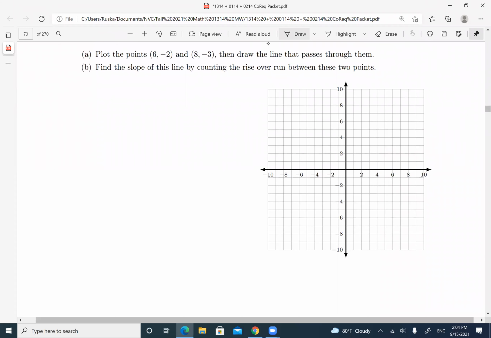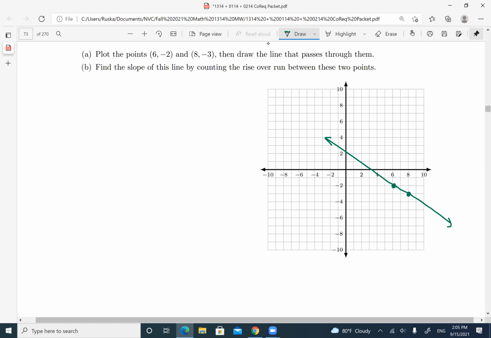We have: plot the points 6, -2 and 8, -3, then draw a line that passes through them. So let's do the first step. Okay, we're graphing 6 and -2, which is over here, and then 8 and -3 is over here. So I'm going to connect those 2 points, and we're going to get a straight line. Right? Okay, that's it.